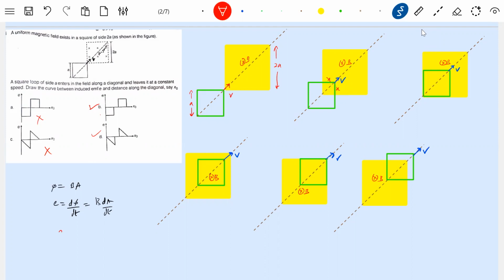So here we'll do one thing. B into what is area? Area is x square, no? So d by dt of x square, B into this will become 2x dx by dt. 2B dx by dt into x. What is dx by dt? Component of velocity, so that dx by dt will be constant. But x increases, no? X increases, then decreases. So therefore, it has to be this one.